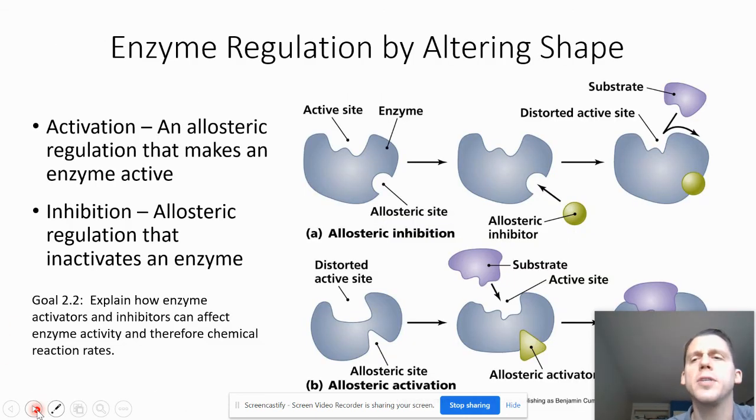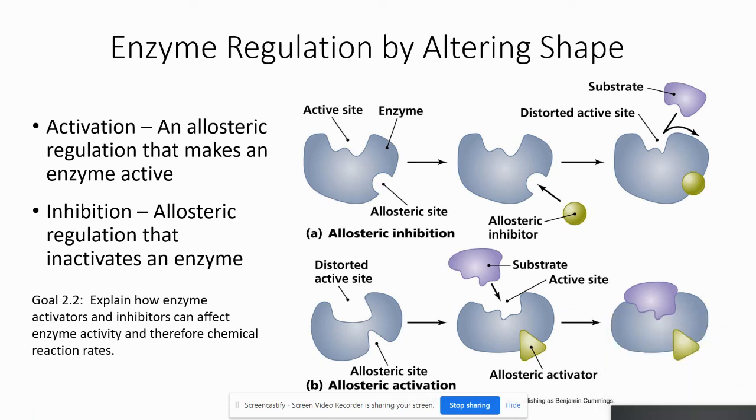Right? We can actually turn off an enzyme like you see on the top. The allosteric inhibitor fits into the allosteric site, and that's going to change the shape of the enzyme, and the substrate cannot fit in. We have turned this enzyme off. When we're ready for it, we'll remove the allosteric inhibitor. It's inhibitor because it's inhibiting the reaction.